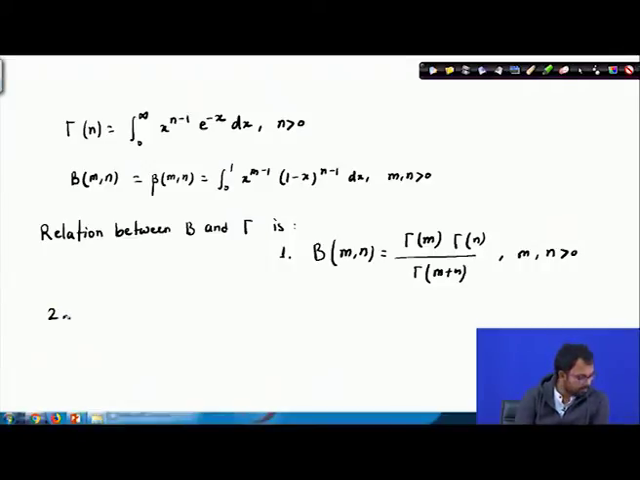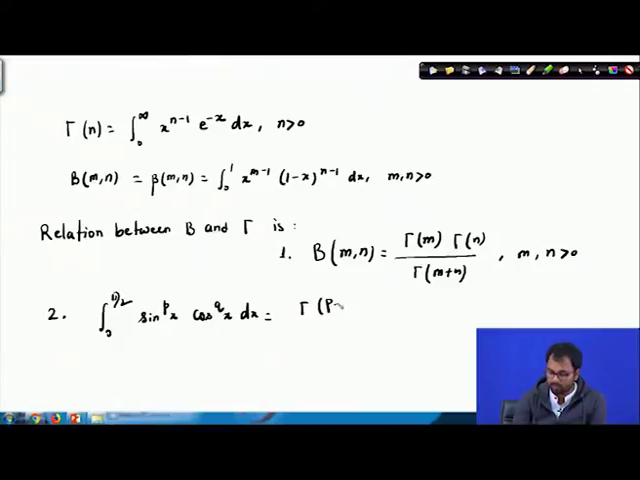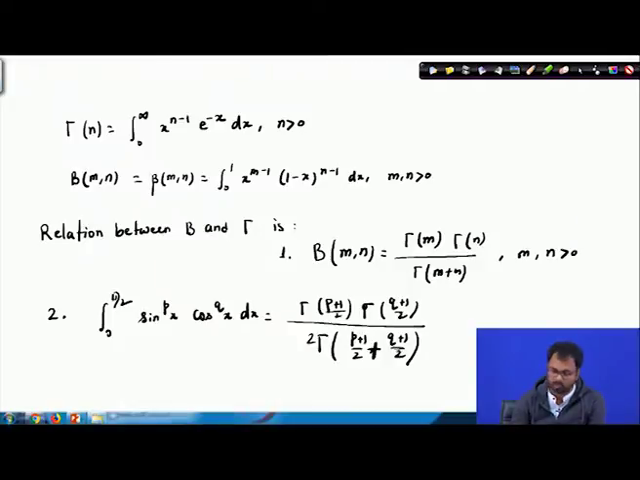Now, the second relation is between the trigonometric function and the gamma function. It says that the integral from 0 to pi by 2 of sin to the power p x times cos to the power q x dx equals gamma((p plus 1)/2) times gamma((q plus 1)/2) divided by 2 times gamma((p plus 1)/2 plus (q plus 1)/2). So, this is another relation between the gamma function and the trigonometric function. How do we prove this relation? The proof is fairly simple, and it goes like this.